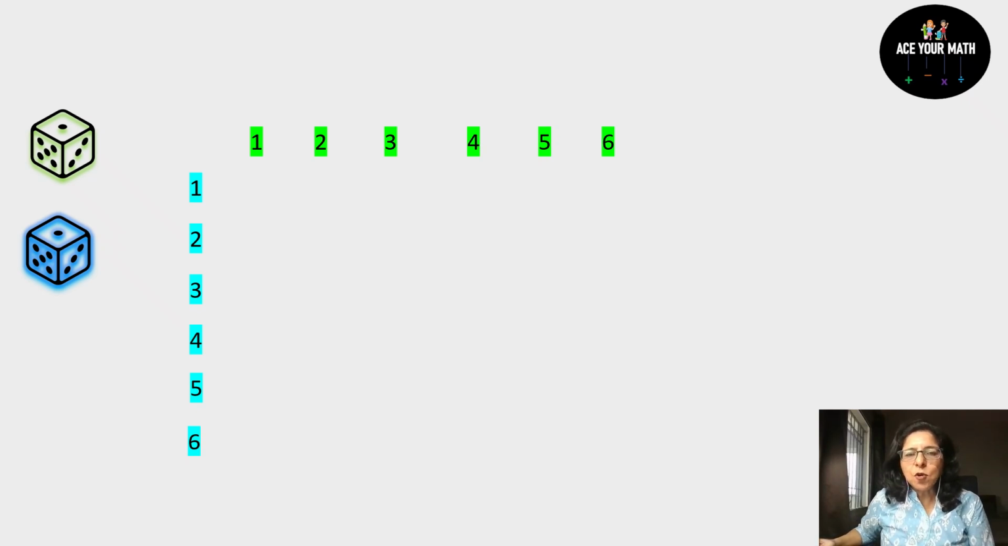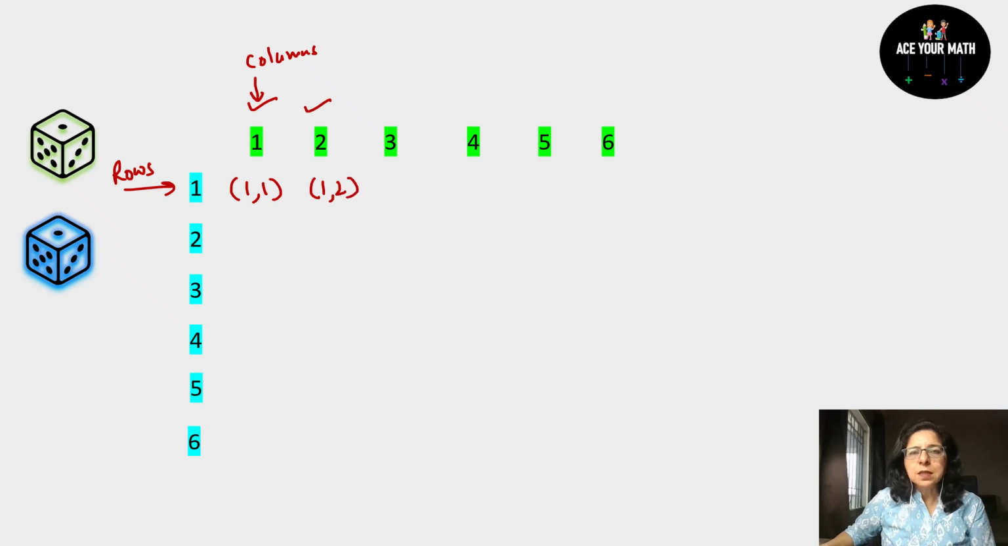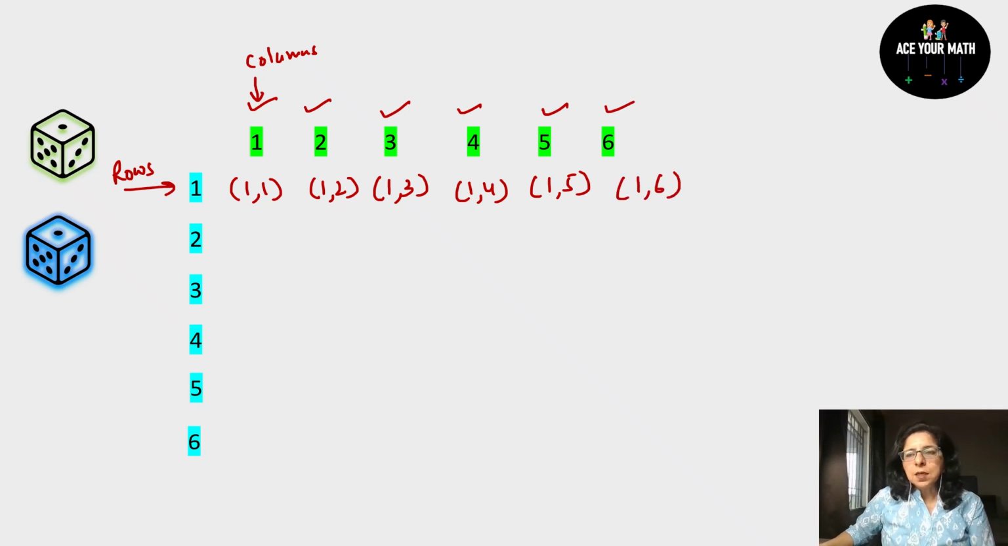Now see, I'm calling this first thing rows and the above one columns. These are columns. So how will you write the sample space? First start from the first row. So you can write 1 comma 1 for this. Now take first row and second column like this. And similarly for the third column, fourth column, first row and fifth column, and 1 comma 6. So these are the outcomes.